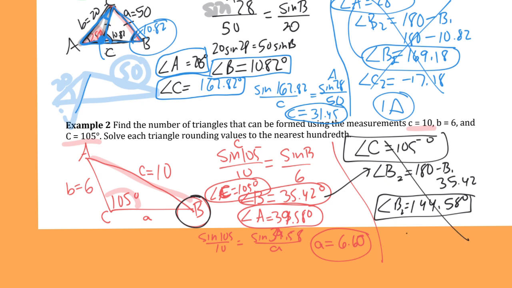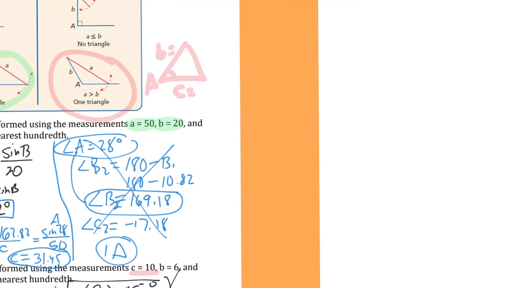So there really is going to be only one triangle that can be formed if you have an angle side, and the given angle is going to be obtuse. Okay, so just solve the triangle that happens if there is one there. Okay, so let's keep trucking.